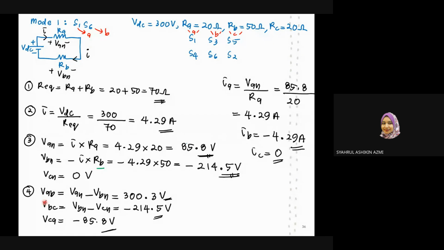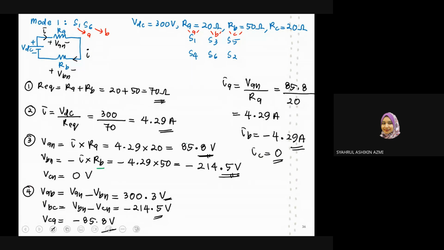Next, in step number 4, if you've been asked to find the line-to-line voltages VAB, VBC, and VCA, you can continue in finding them. And then in terms of phase currents IA, IB, and IC, using the equation that I mentioned earlier, IA equals VAN over RA, so you get 4.29 ampere. IB, you get negative 4.29 ampere, and IC, you get 0.